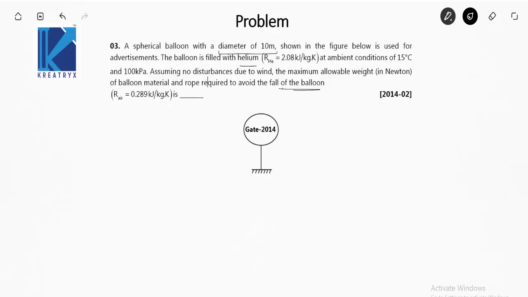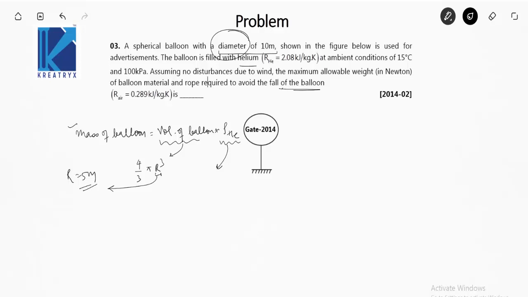So first we will find the mass of the balloon. How can we find it? It will be the volume of the balloon times the density of helium. The volume of the balloon will be 4 by 3 pi r cube. This is the diameter, so be careful: do not put 10 meter as radius. R will be 5 meter then.